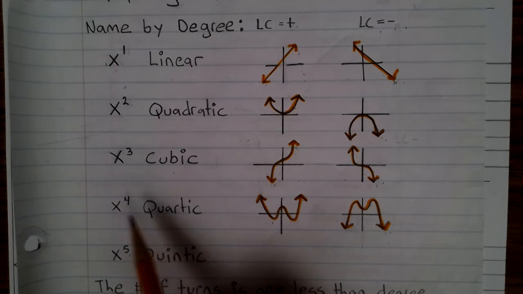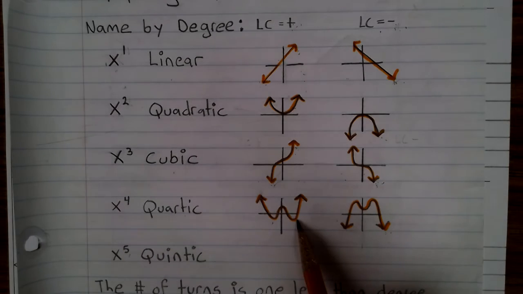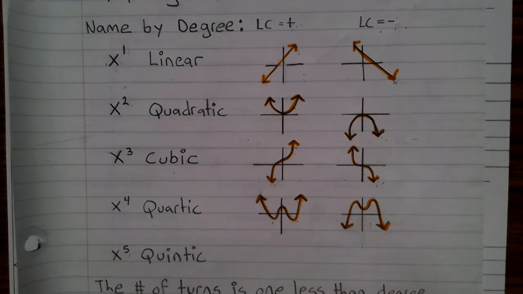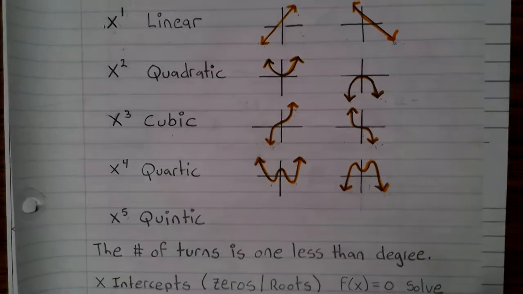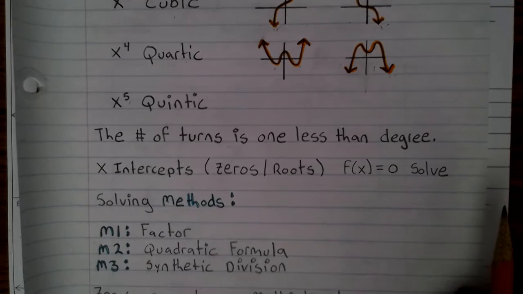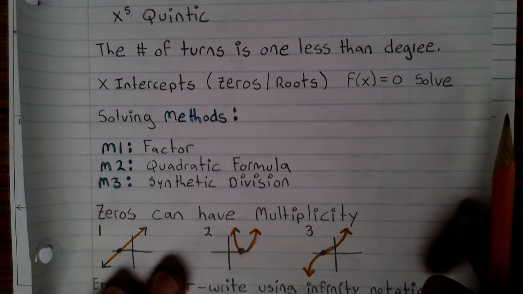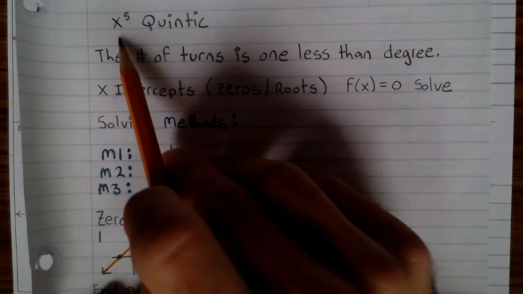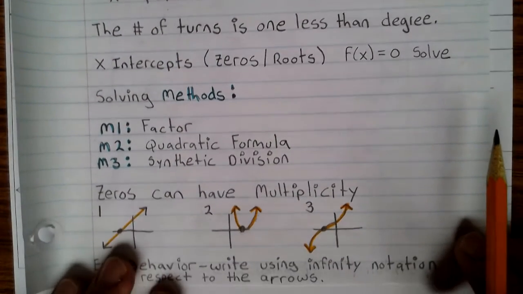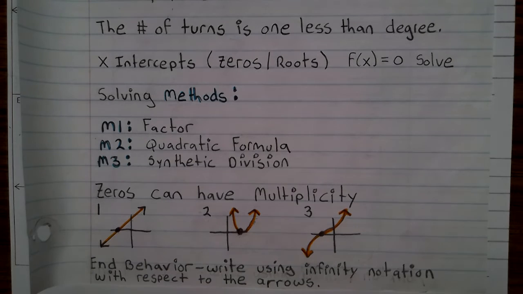When it's x to the fourth, it's quartic. When the leading coefficient is positive, it opens upwards. When the leading coefficient is negative, it opens downward. All right, when it's x to the fifth, it's quintic. The number of turns is one less than the degree.